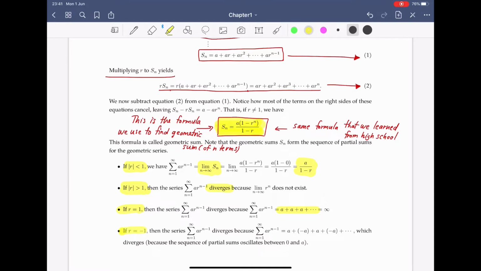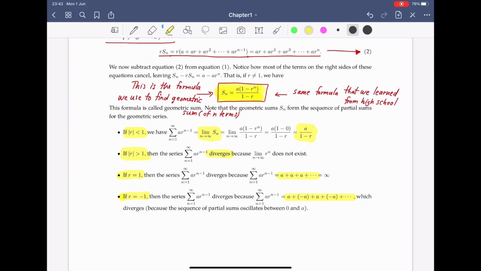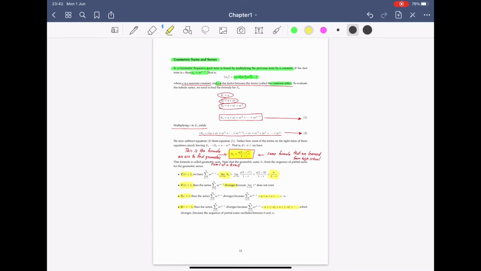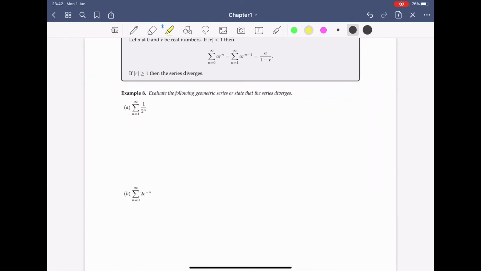When r is equal to negative 1, what you have is a plus negative a plus a plus negative a plus dot dot dot. So you get a partial sum that oscillates between 0 and a. So this is also divergent. So the only case that is going to be convergent is the case where absolute r is less than 1. So this is the proof. But when you use it, you can just memorize this.